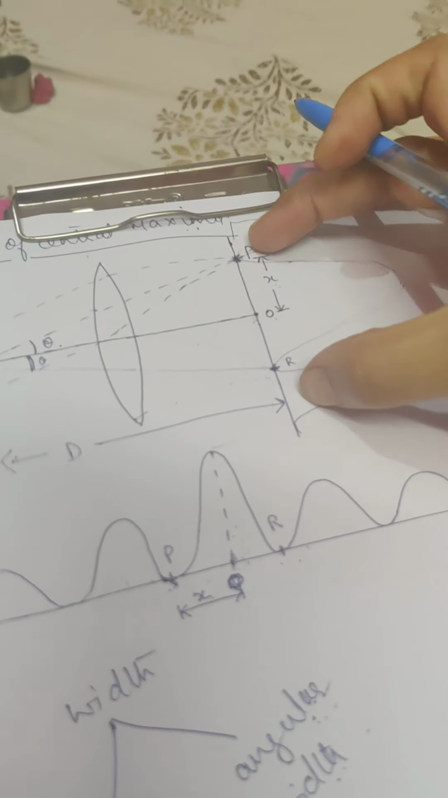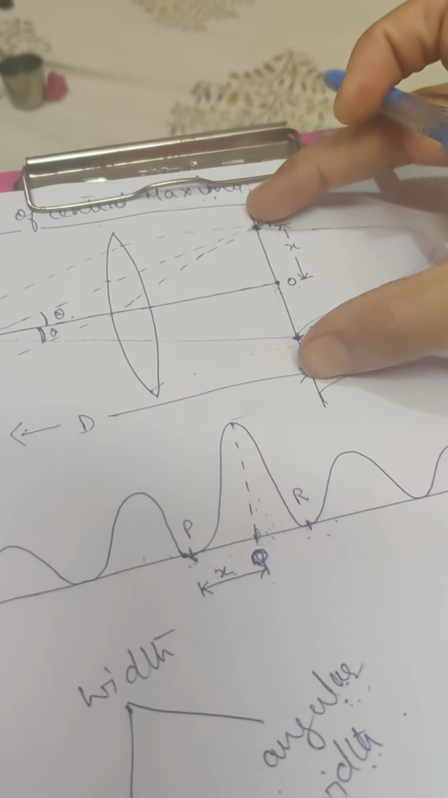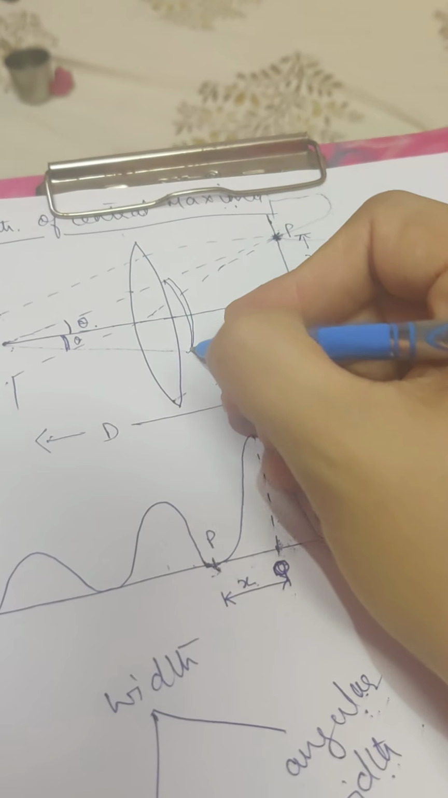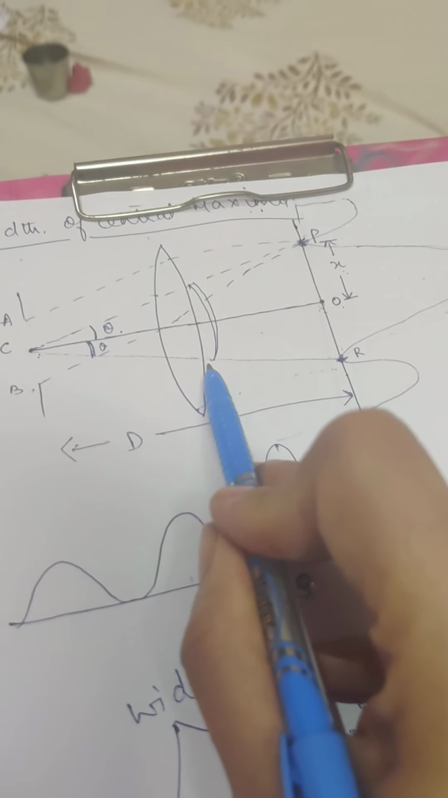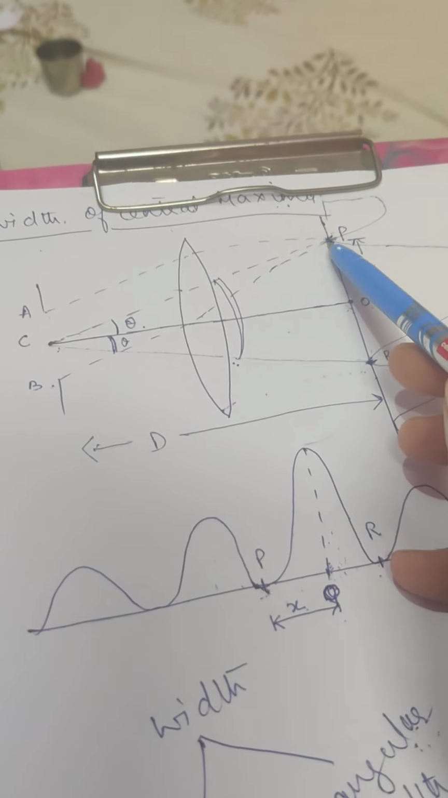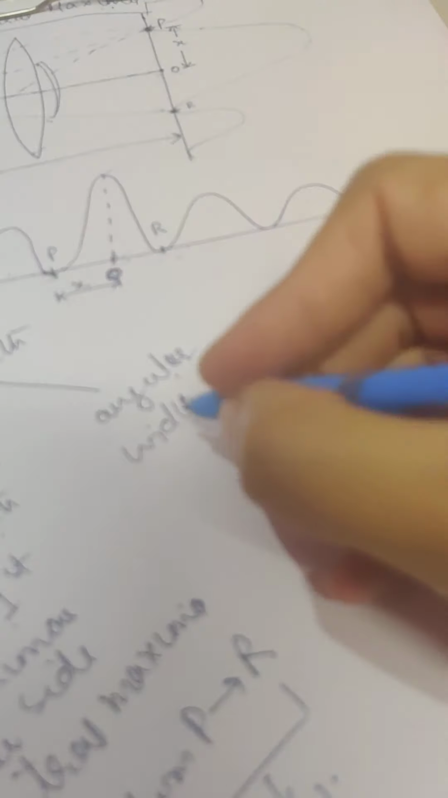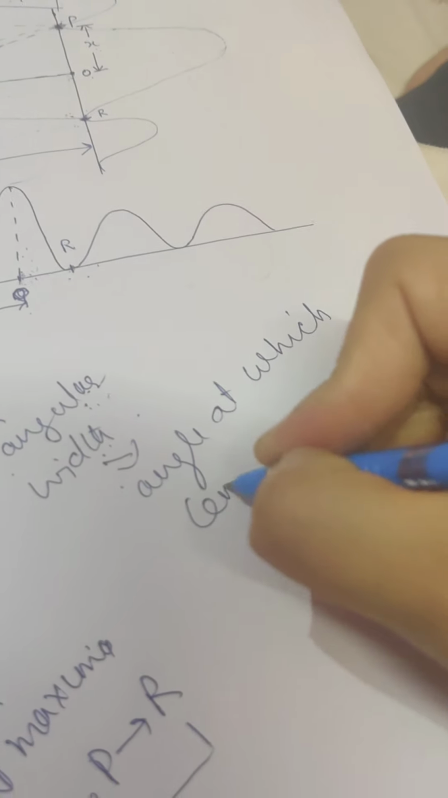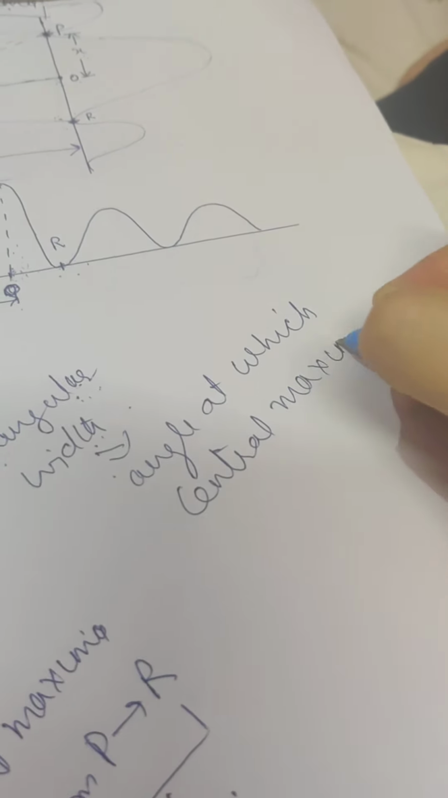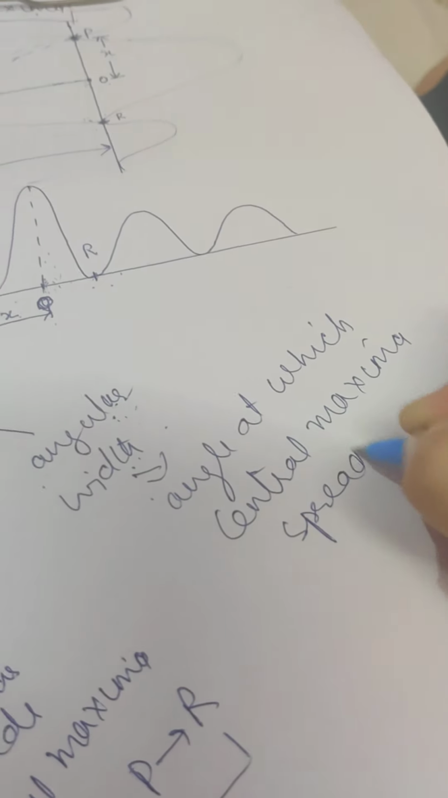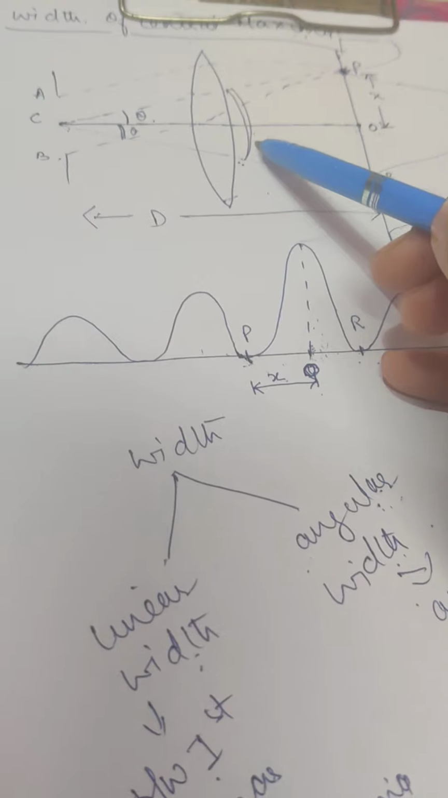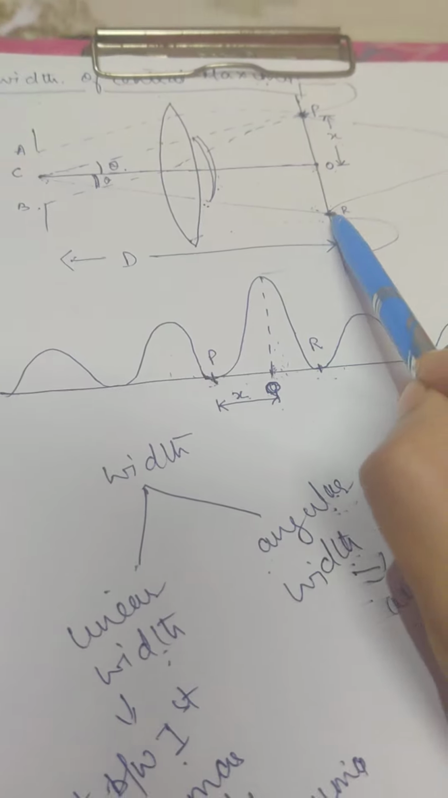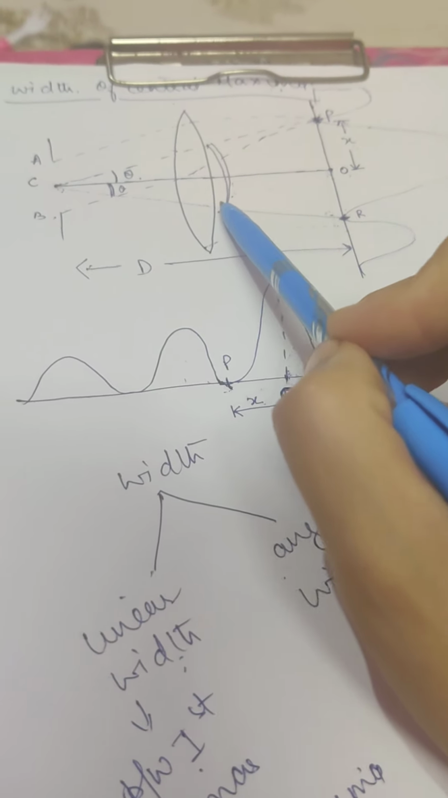This is the angle at which my central maxima is spreading. So this whole is my angular spread. So angular width is the angle at which the central maxima spreads. Now you can see the central maxima is spreading between the angle. So this whole angle is my angular width.